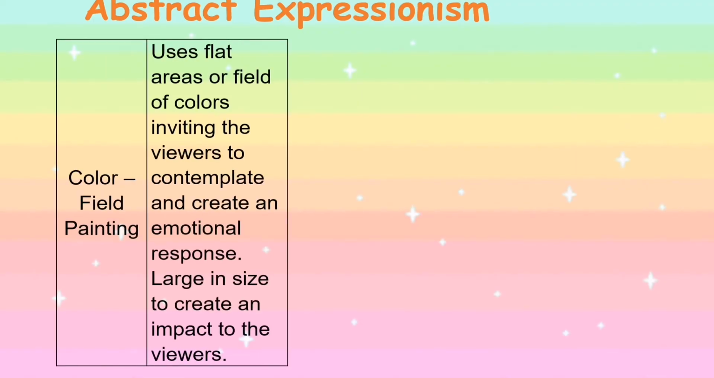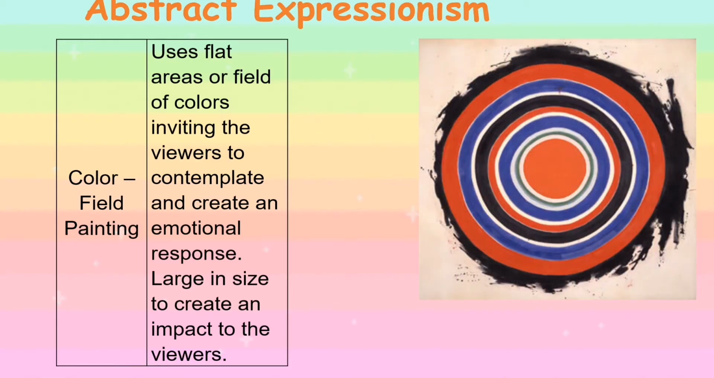So, under also abstract expressionism, we have also the color field painting. It uses flat areas or fields of colors, inviting the viewers to contemplate and create an emotional response. So large in size to create an impact on the viewers. So as you can see, color field painting is a style of abstract painting that emerged in New York City during the 1940s to 1950s.